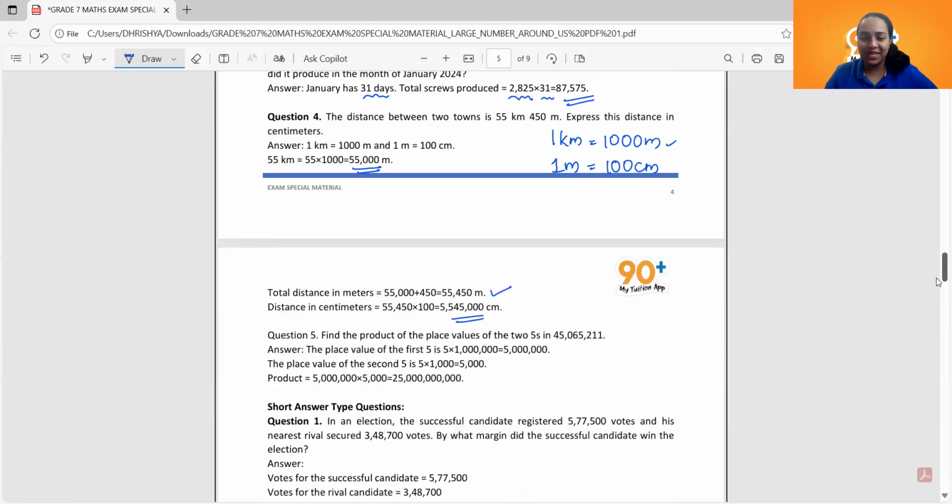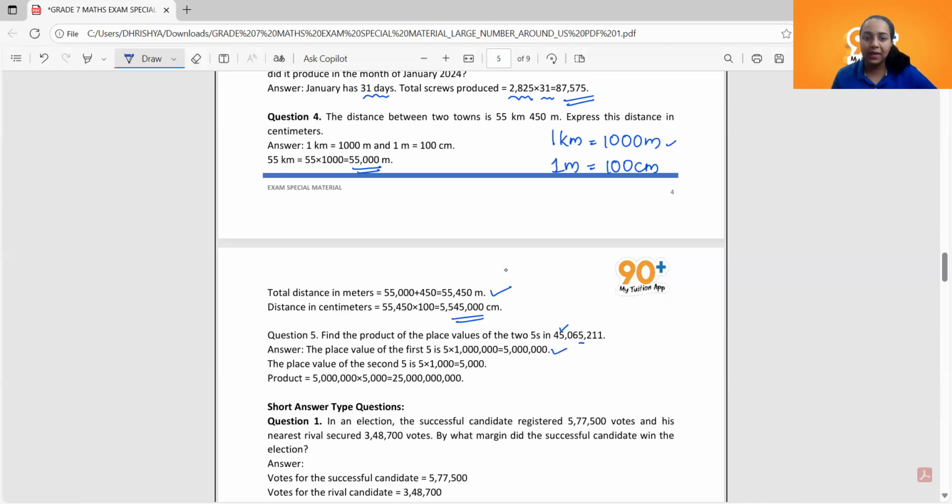Now the last very short answer question. Find the product of the place values of the two fives here. We have to find the product. For that, first we have to find the place value of the two fives. The first 5 is here and the second 5 is here. The first 5 is in the millions place. So 5 into 1 million, that will be 5 million.